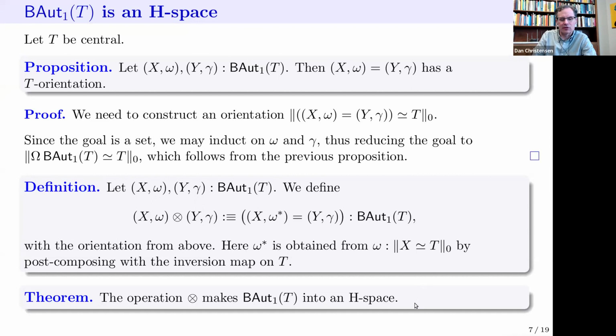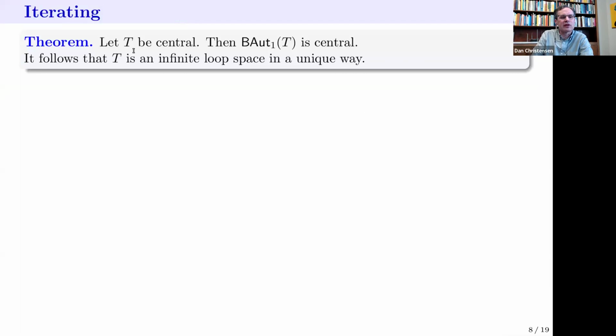And then this, combined with what was on the last slide, is going to give us something a little bit surprising. So if T is central, then B-1 of T is again central. That means you can iterate the process. B-1 of T is a central type, so it has a unique delooping, B-1 of B-1 of T. And you can keep iterating that. So it follows that every central type is an infinite loop space in a unique way.